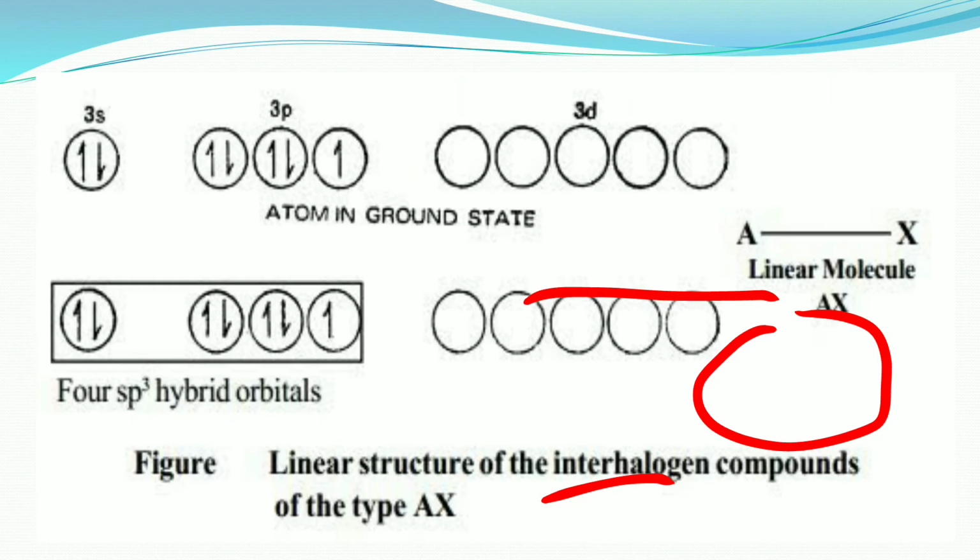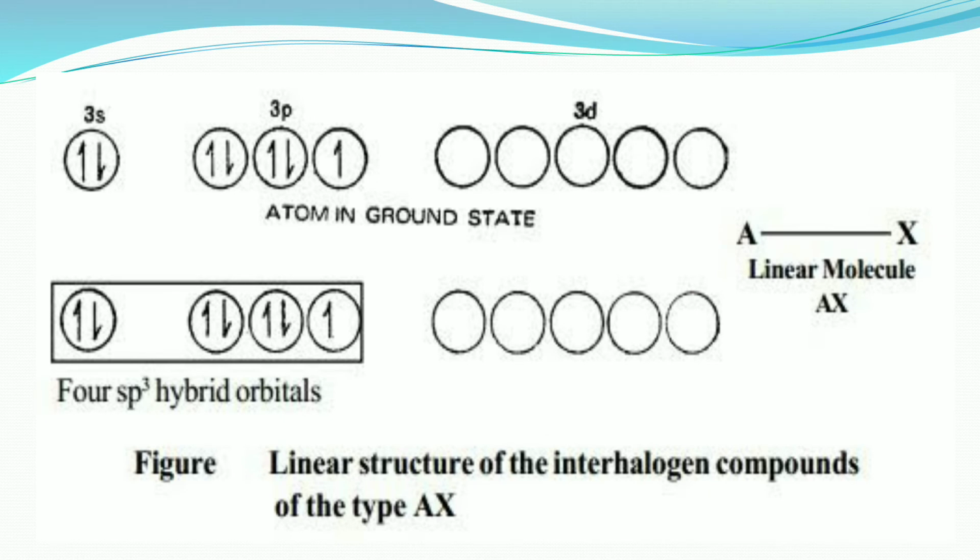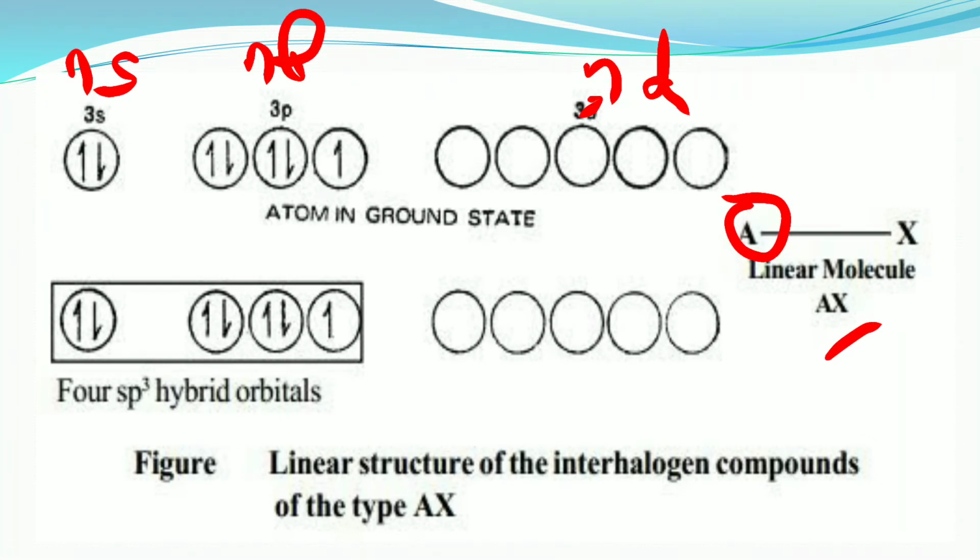Let me learn the hybridization. This is a common hybridization for the AX type of interhalogen compound, and it is the same for all AX type interhalogen compounds. If we take A and X, both halogens, the central atom is A, and this central atom has a valence electronic configuration of ns2 np5, with nd and (n-1)d orbitals. Here ns has 2 electrons and np has 5 electrons. This is the ground state.